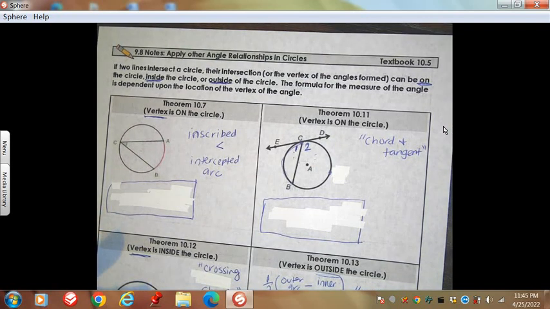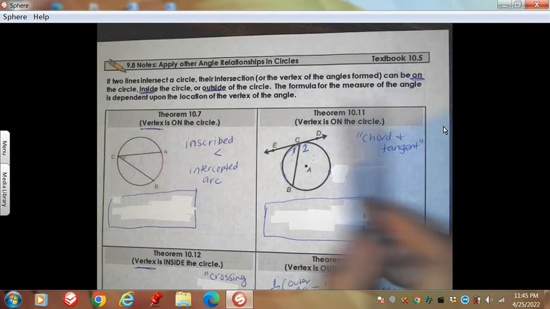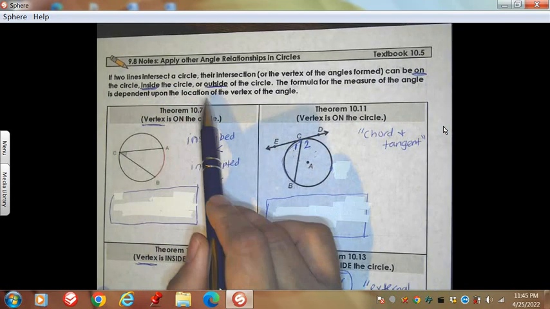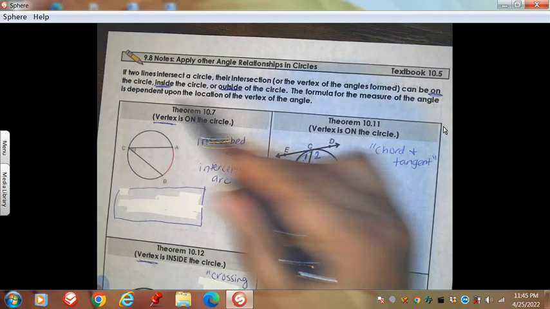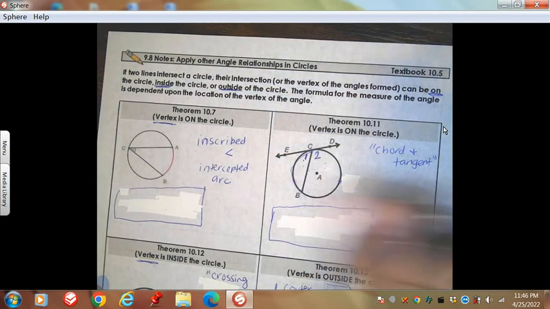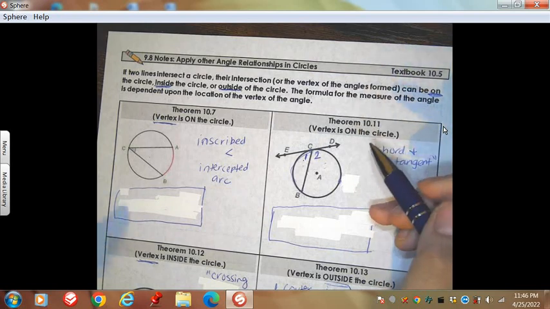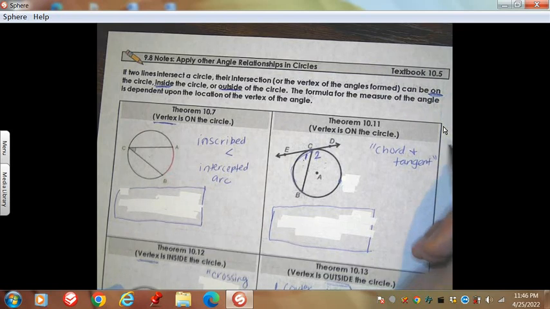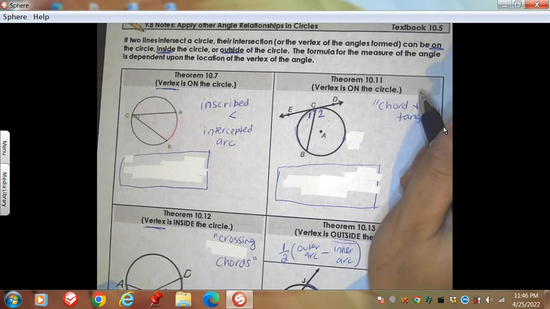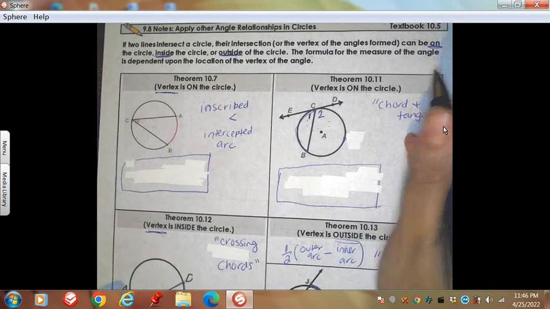And so for each one of those different scenarios, there's a formula that can be come up with to help you figure out some of the different angle measures. So it says the formula for the measure of the angle is dependent upon the location of the vertex of the angle. So depending on whether it is on, inside, or outside, these different scenarios will look slightly different. There are going to be some similarities and then some differences with the formulas. You do need to memorize these formulas. That's the only way you will know how to do these. These will not be provided to you. You have to actually memorize them.